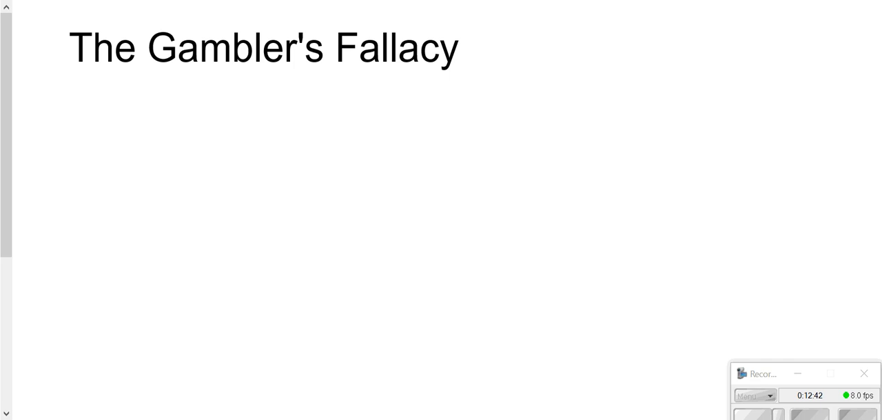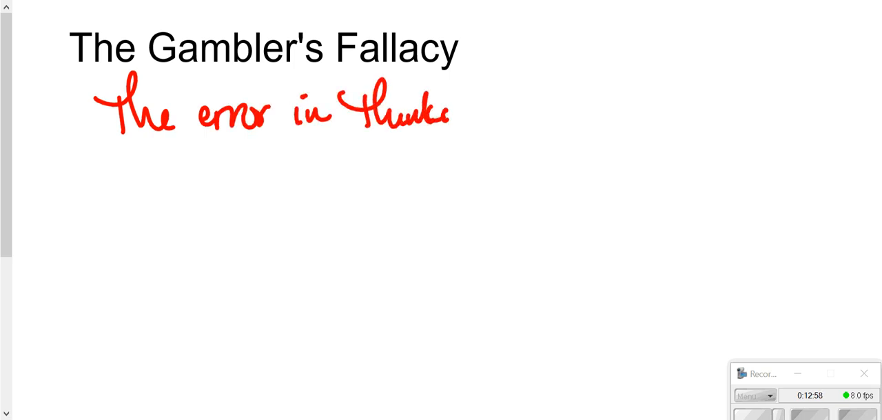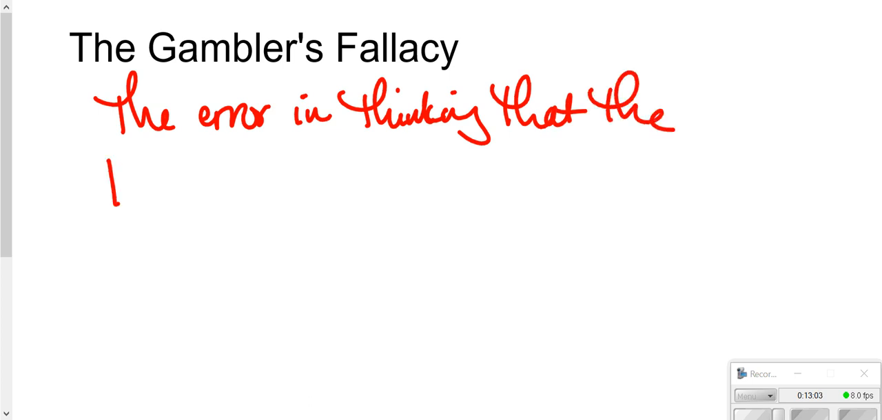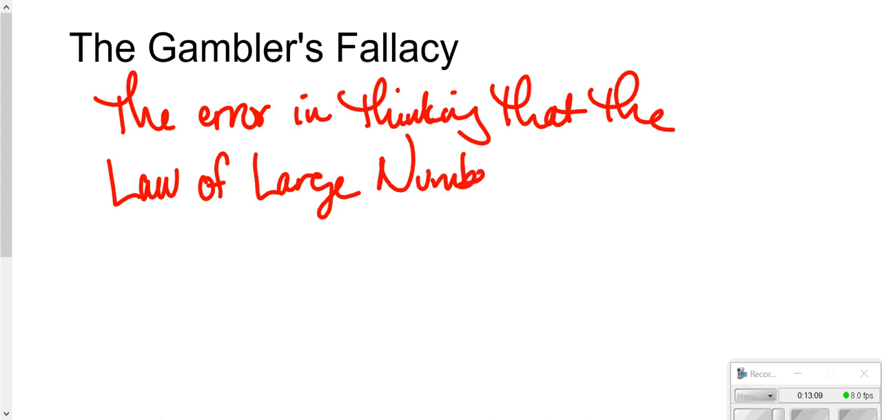That's not necessarily true. Streaks can happen in the short run. And it doesn't mean that the coin is weird or that there's some kind of voodoo magic happening. It doesn't mean that at all, okay? So the gambler's fallacy is the error in thinking that the law of large numbers applies in the short run.